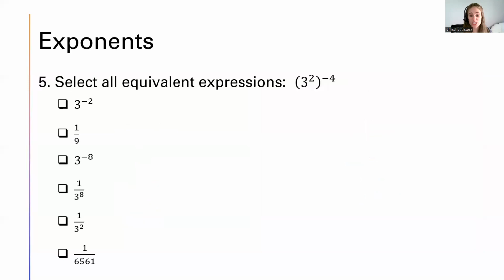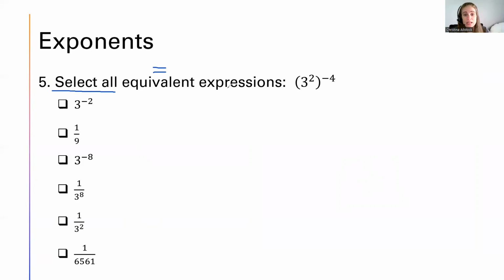All right, let's try one more example with exponents. We want to select all of the equivalent expressions. Keyword there is select all equivalent, so equal expressions. Even though I know that means there's going to be multiple answers, I like to go ahead and just start solving this, and as I go through each step, I check the answer choices to see if any of them match up.